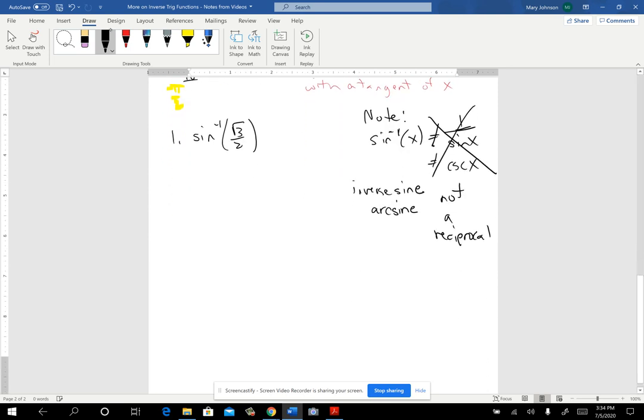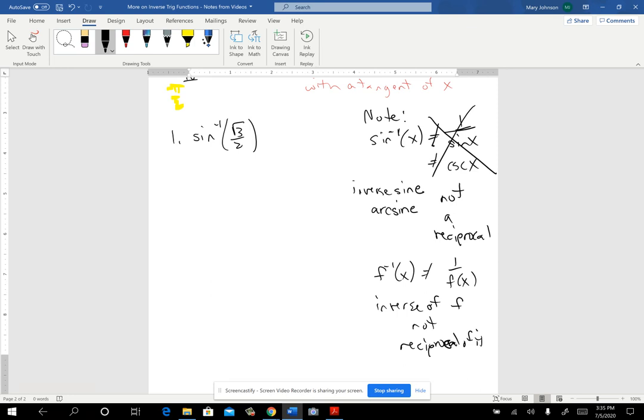And that's just like f inverse of x did not mean 1 over f of x. It meant the inverse of some function. It was the inverse of f, not reciprocal. All right, so that's just something I realized I should have mentioned earlier. So you've got to be careful about that. In other words, you don't think of this as 1 over sine of square root of 3 over 2. You don't think of it like that at all.